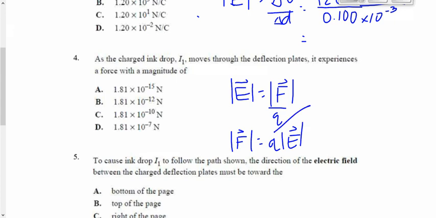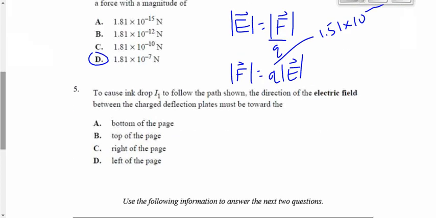We have the charge already. It was 1.51 times 10 to the something. Times the electric field strength that we just got. And the answer for that one ends up being D, 1.81 times 10 to the negative 7 newtons.